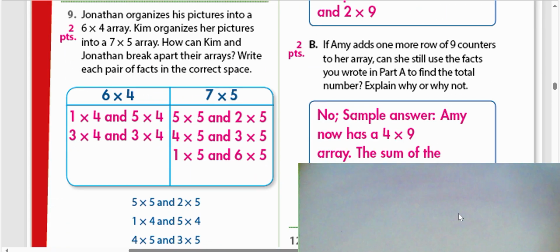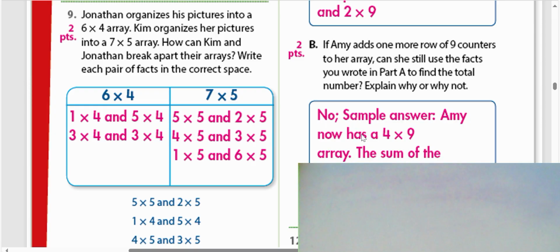Ruth organizes her pictures into a 6 times 4 array. He organizes his pictures into a 7 times 5 array. How can Kim and John break the big parts of their arrays? Write each pair of factors in the correct space. We know 6 times 4, we can write 6 equals 1 plus 5. In 6 we can distribute it as 1 times 4 and 5 times 4, and also we can use the double fact, 6 equals 3 plus 3. 3 times 4 and 3 times 4, because 6 equals 3 plus 3, using distributive properties. For 7 times 5, we can write 7 equals 5 plus 2, or 4 plus 3, or 1 plus 6. Then 5 times 5 and 2 times 5, 4 times 5 and 3 times 5, 1 times 5 and 6 times 5.